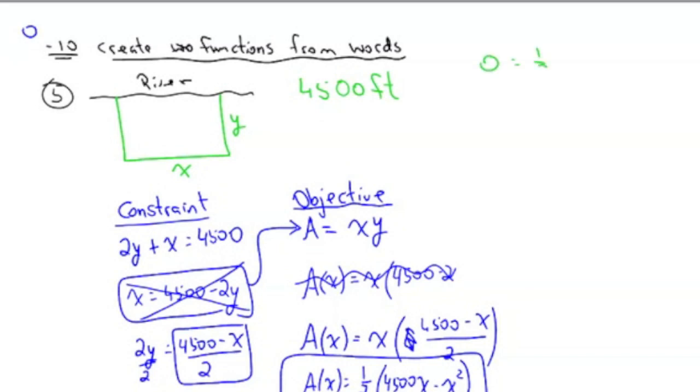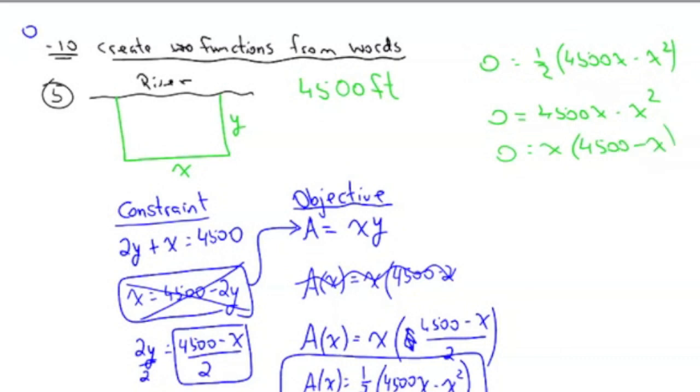0 equals 1/2 times 4,500x minus x squared. What would you do first to solve this equation? Multiply everything by 2. You get 0 equals 4,500x minus x squared. How would you solve this equation? Factor out an x and you get x times the quantity 4,500 minus x. So this thing is equal to 0 when x is equal to 0, and when x is equal to 4,500.